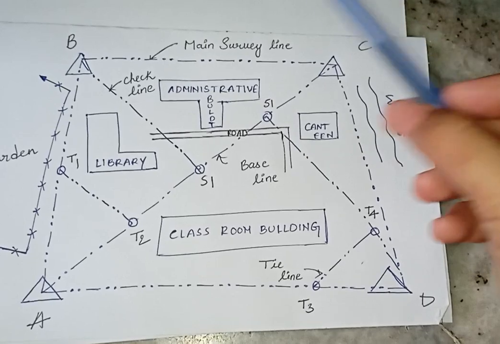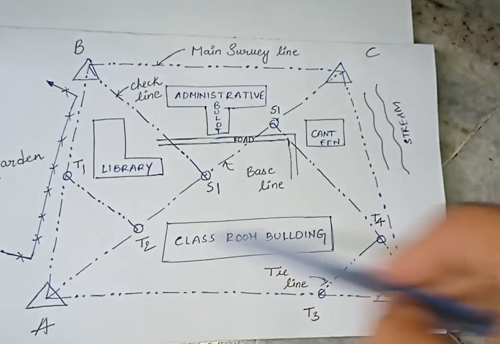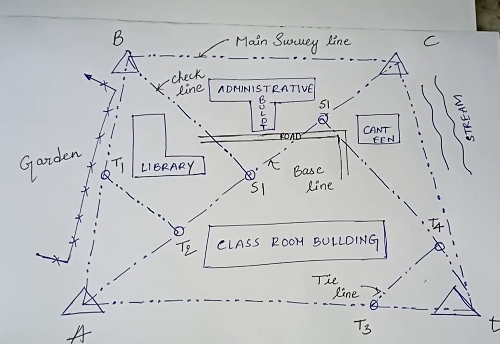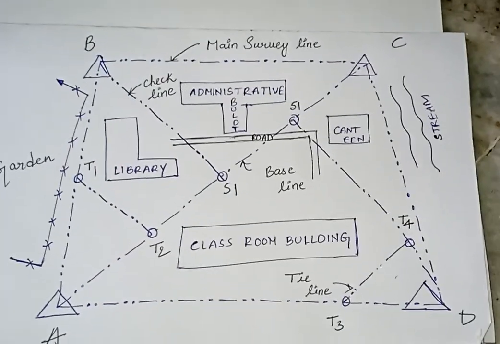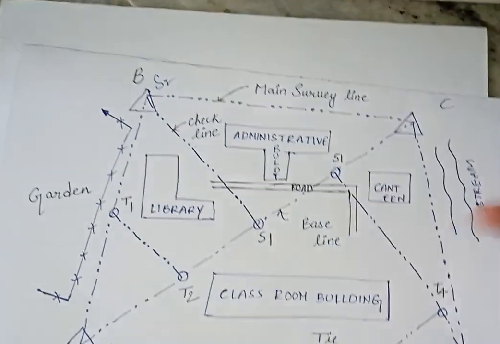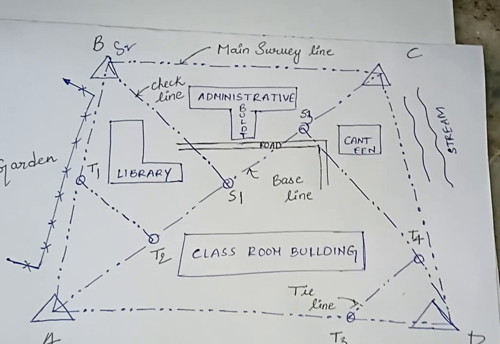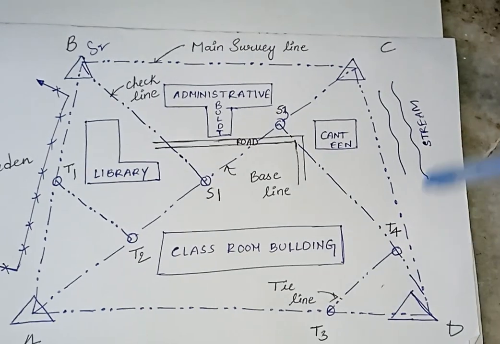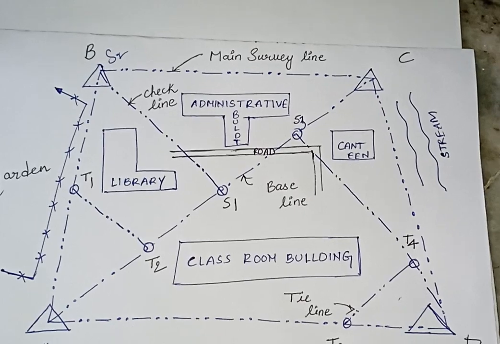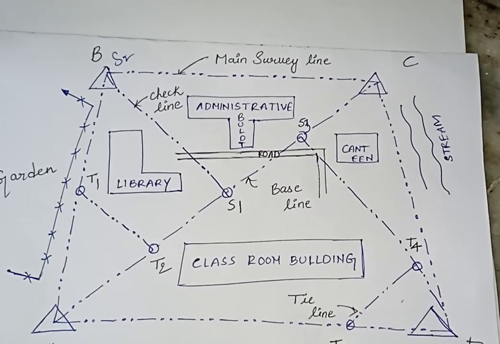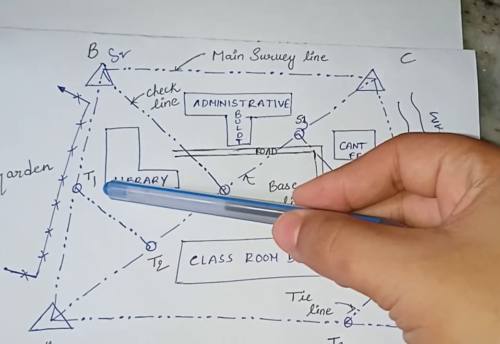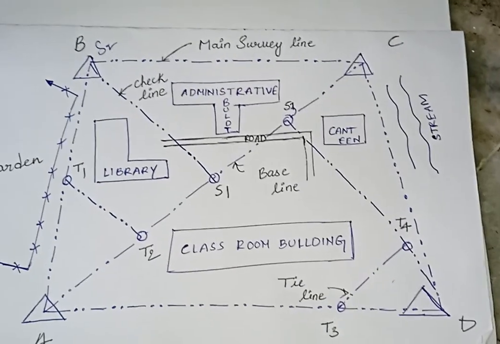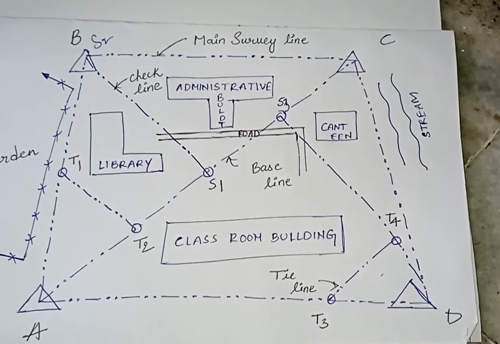Okay, what I have told you: first is the main station. What is a main station? The boundary of the area, A, B, C and D, is known as a main station. What are subsidiary stations? Here S1, S2, S3 are known as subsidiary stations. What is the purpose of a subsidiary station? It is used for running the check line through them. Next is tie station. What are tie stations? The tie stations are also the same as subsidiary stations, but the tie stations are denoted by T1, T2, T3 and T4. These tie stations are usually marked for running the tie lines through them.